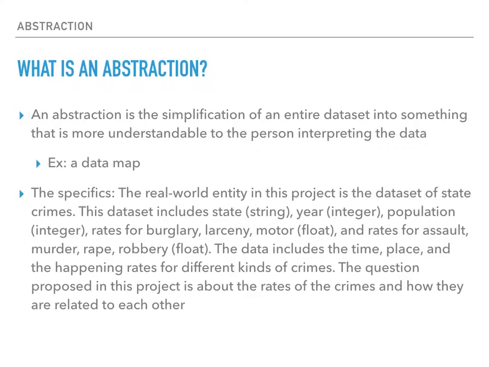More specifically, the real-world entity that this project is representing is the data set of state crimes, and this data set includes the state, year, and population rates, and these are string, integer, and integer keys. It also includes the rates for burglary, larceny, and motor, which are float, and the rates for assault, murder, rape, and robbery, which are also float. And these are relevant to my project's question because this information is what allows us to study different aspects of crime rates.